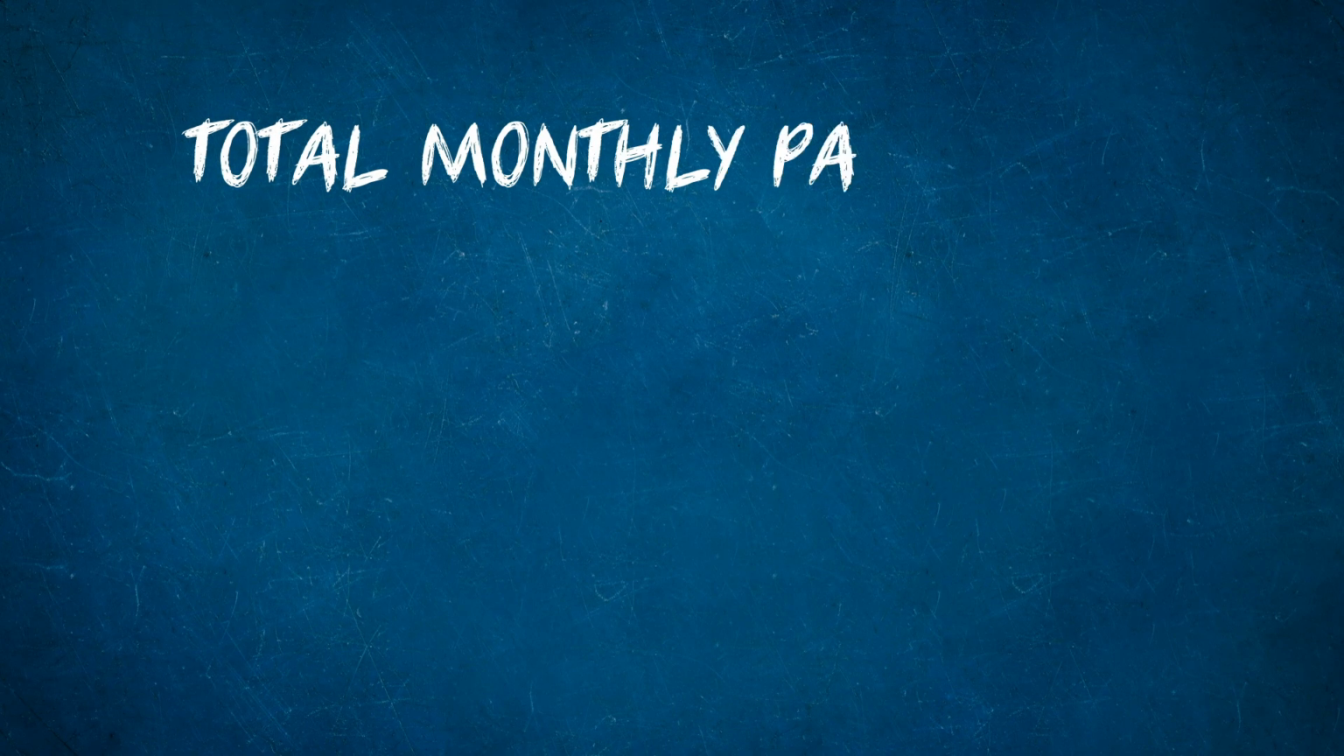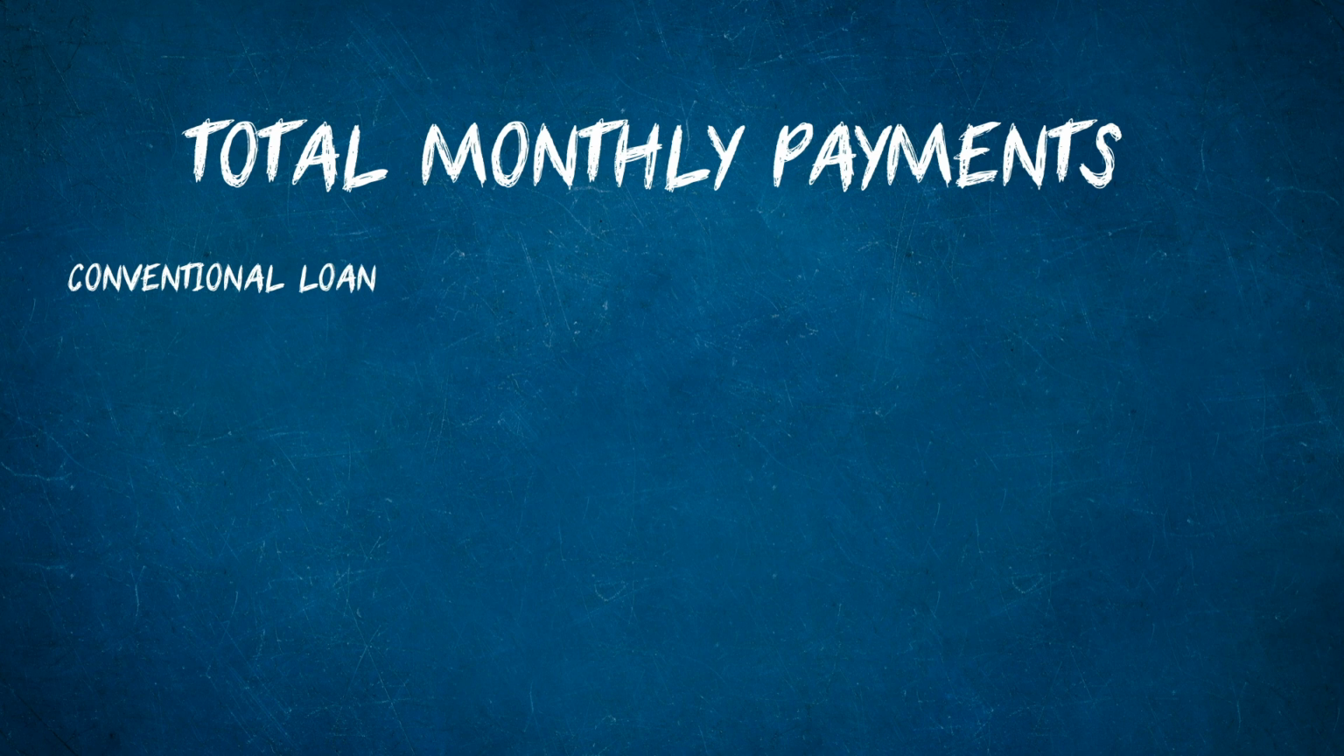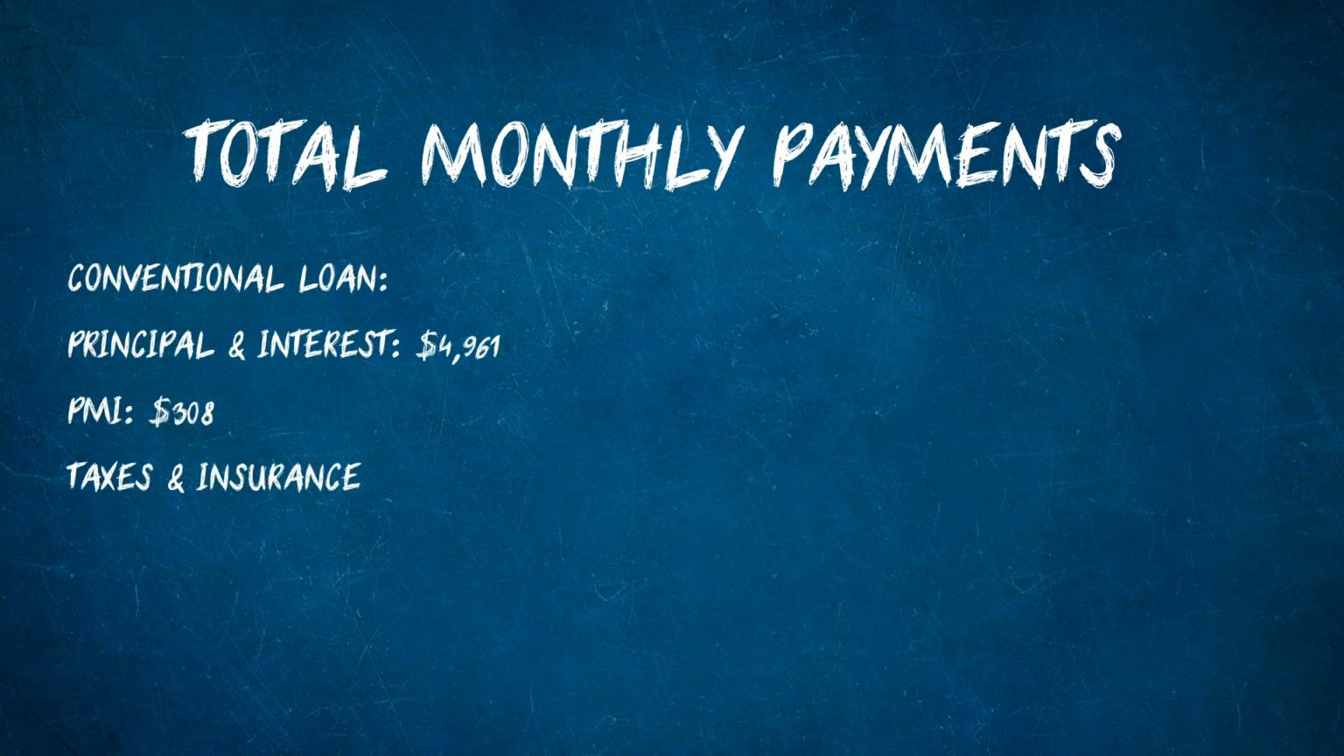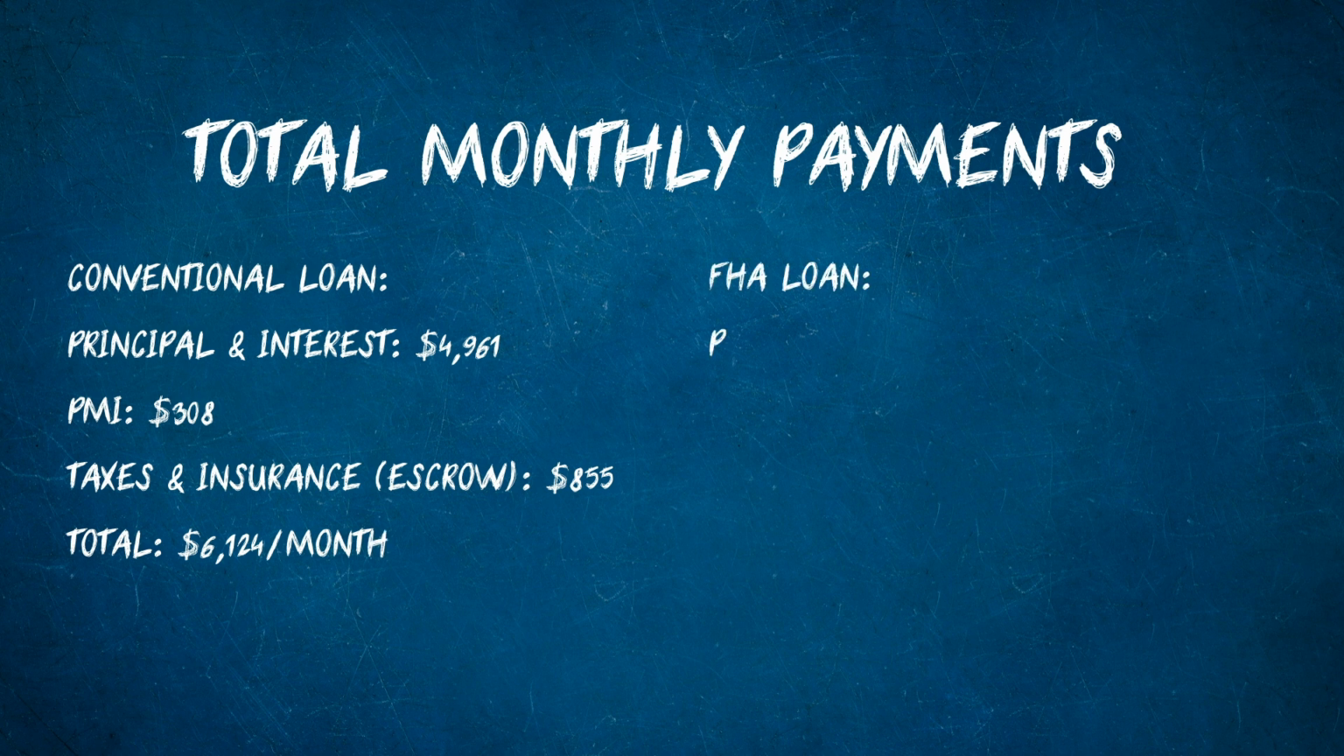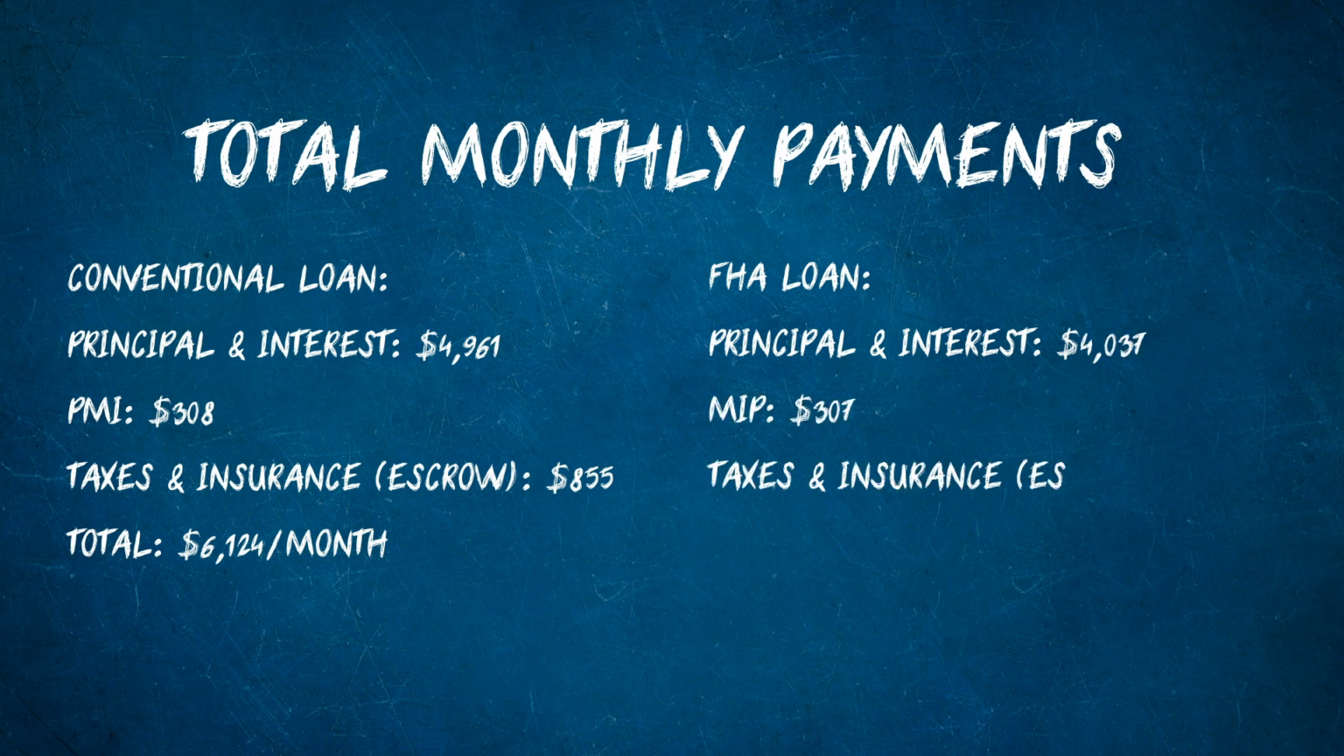Now, conventional example, principal and interest, $4,961, mortgage insurance, $308, estimated escrow payment, $855, taxes and insurance. The total monthly payment, $6,124. The FHA example, principal and interest, $4,037, mortgage insurance, $307, estimated escrow, $749 for taxes and insurance.